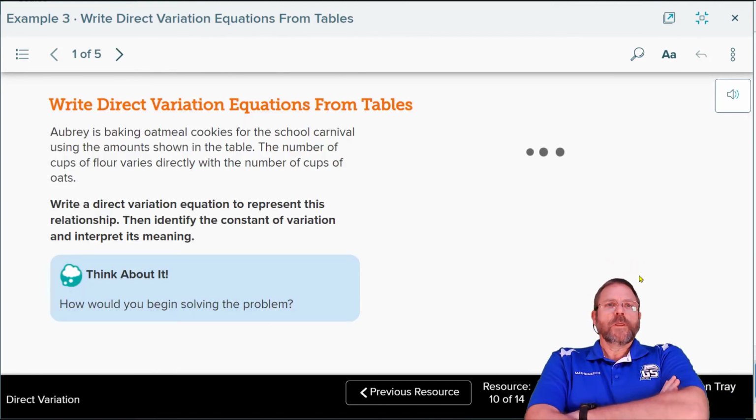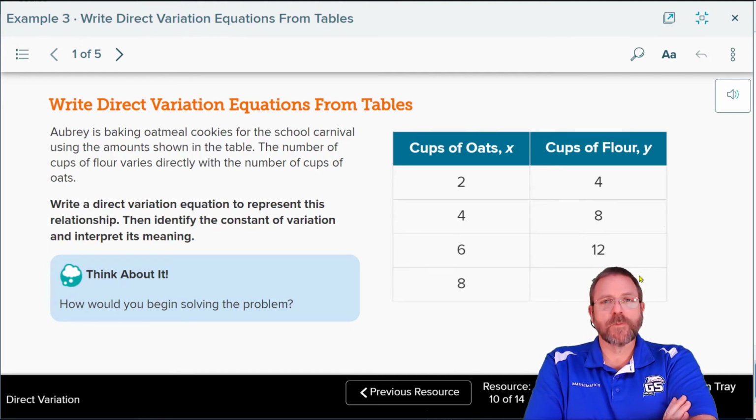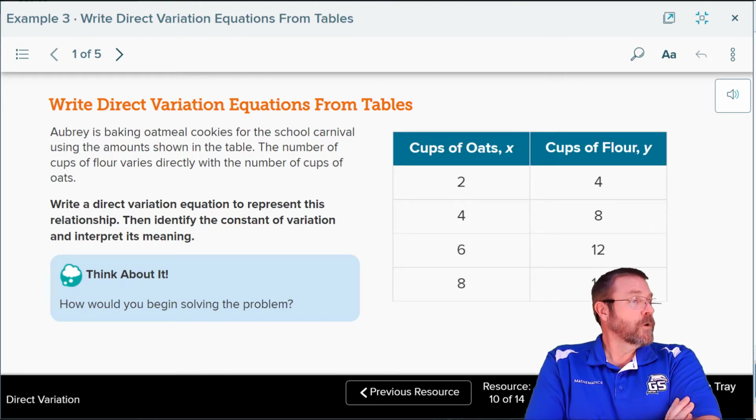For example 3, Aubrey is baking oatmeal cookies. I hope she doesn't put raisins in them. For the school carnival, using the amount shown in the table.